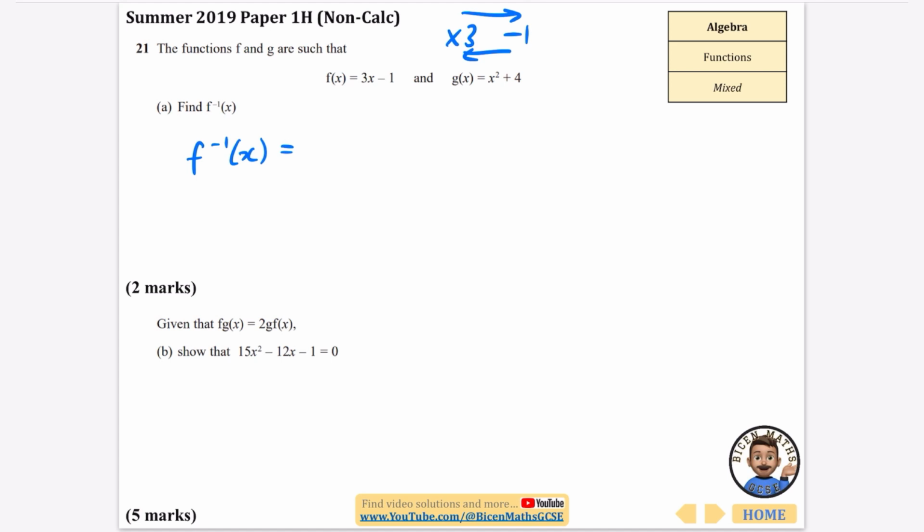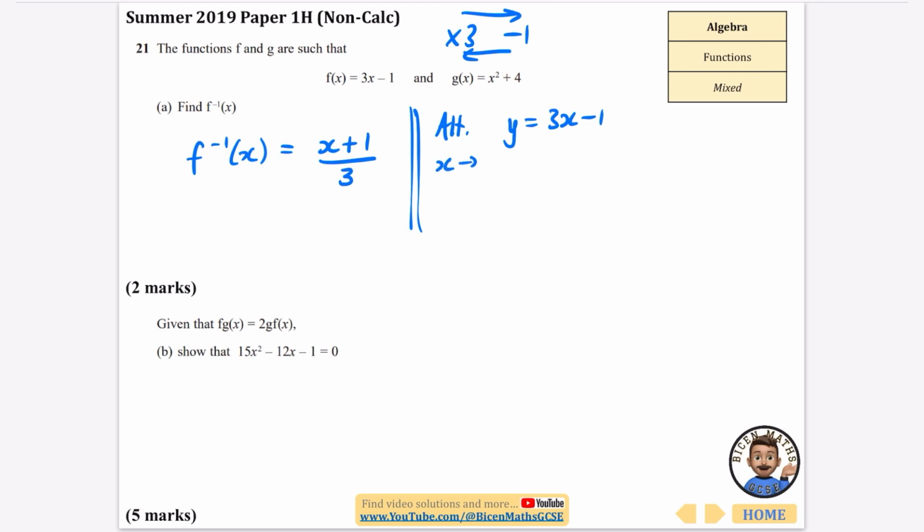So the last thing that happened was that it was subtracting 1. So the first thing I'm going to do to x is add 1, and then instead of multiplying by 3, I could divide by 3. Now the alternative method for this always works, and it would work if you go all the way to A level. You will write out what the equation is as y, so you'd say that y equals 3x minus 1.